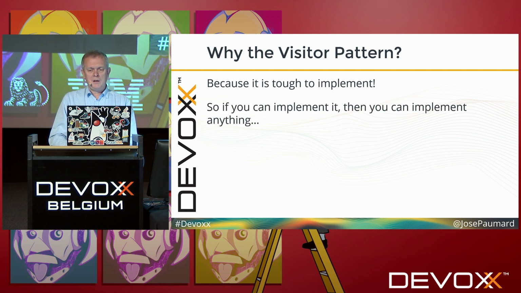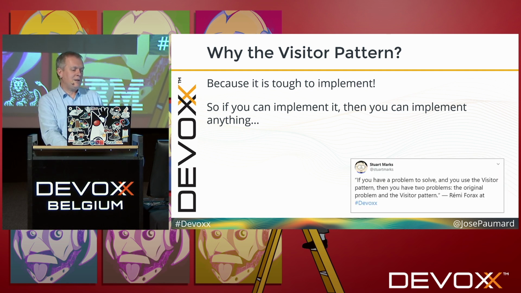Yes, that's it. And I was giving a talk with my friend Rémi Forax Monday morning here, not in this room, but here at Devoxx. And Rémi said something that was quoted by Stuart Marks: if you have a problem in your application and you want to solve it with the visitor pattern, then you end up with two problems, the problem of your application and the problem of the visitor pattern itself. This is probably true, right?